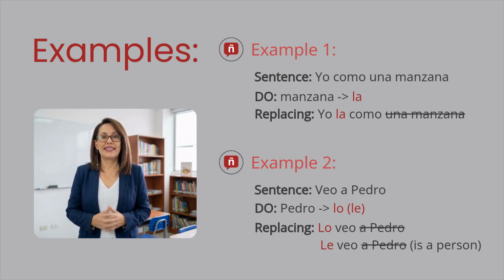Let's work with the second example. Veo a Pedro. The direct object is Pedro. The pronoun for Pedro is lo, but can be le as well, because Pedro is a person. Placing the pronoun before the conjugated verb, the result is lo veo or le veo.